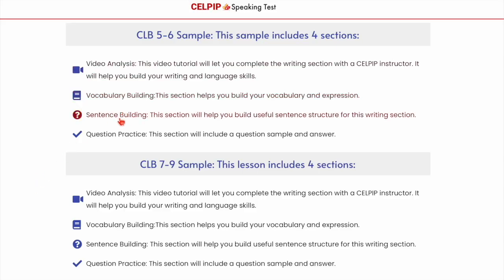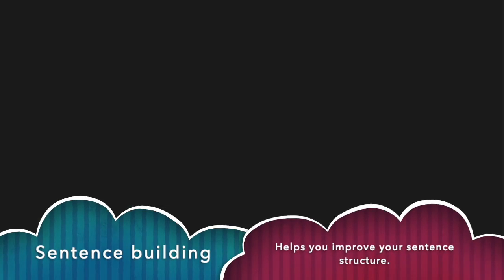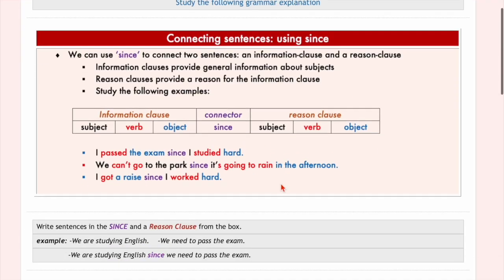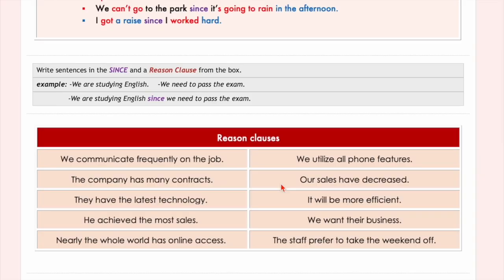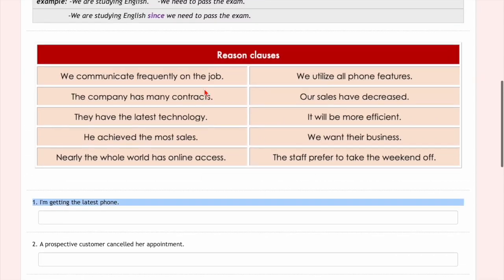Then we have this great sentence building exercise. Depending on your level, it's different, but sentence building for 7-9, we can see here that it's trying to teach us about using since, and how we can connect two sentences using since. Great for sentence structure. And after that, we have this great exercise where you need to complete the sentence by using since with one of these reason clauses. Great exercise for building sentence structure.